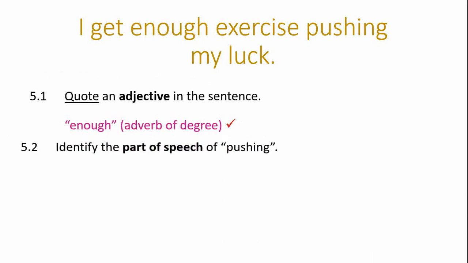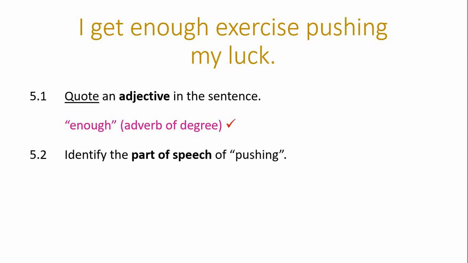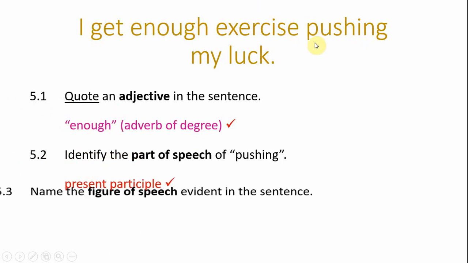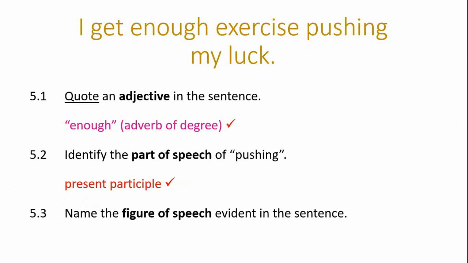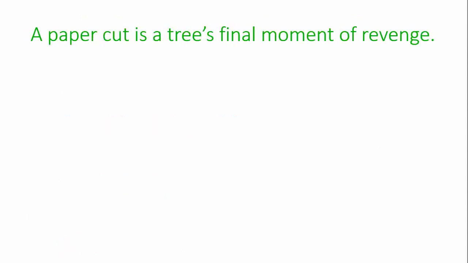Alright, 5.2, identify the part of speech of pushing. Pushing is a present participle. Why? Because it's ending in ing and there's no auxiliary in front of it, so it's not a finite verb. 5.3 was name the figure of speech. You're getting a play on the word pushing here. You're not actually doing any pushing, so pun is what you're looking for there, a play on the words to create humor.